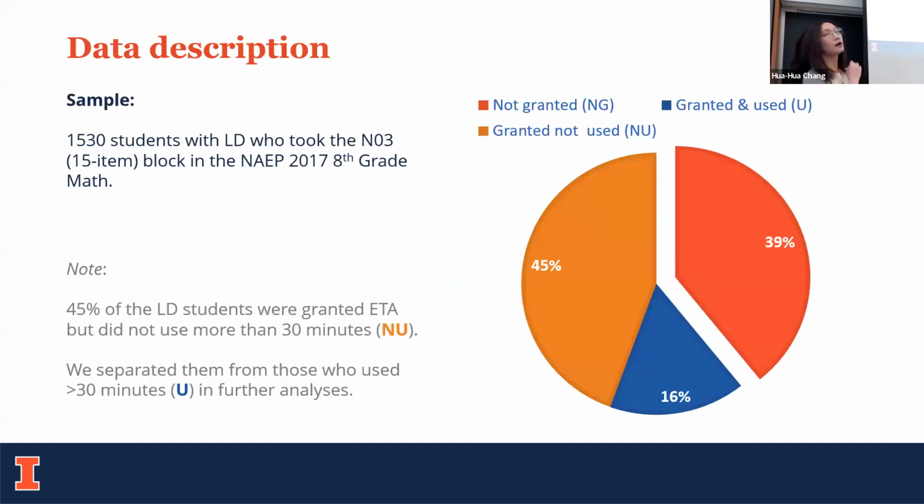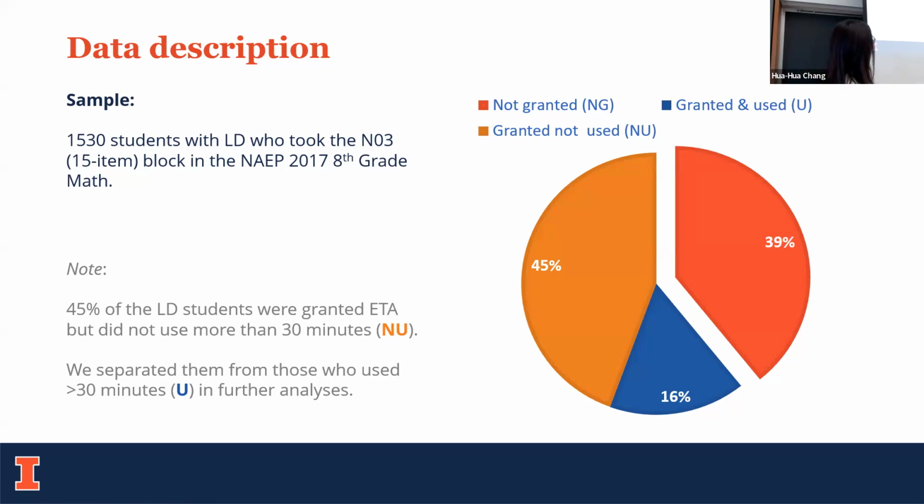So here's a description of the data for this study. Our sample included a total of over 1,500 students with learning disabilities who took this 15-item block in the NAEP 2017 8th grade math. Out of these students with learning disabilities, we can divide them into three groups. The first group are the students who were not granted the extended time accommodation. So this is the red group over here, about 39%. We indicate those by NG. These are students with learning disabilities who did not receive the extra time because that was not part of their accommodations or IEP. They took the 30-minute version.